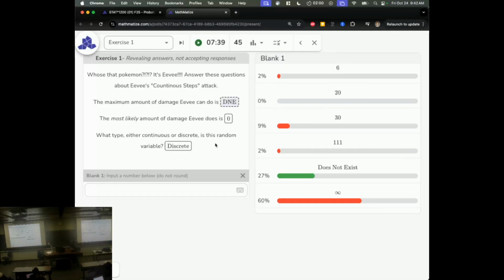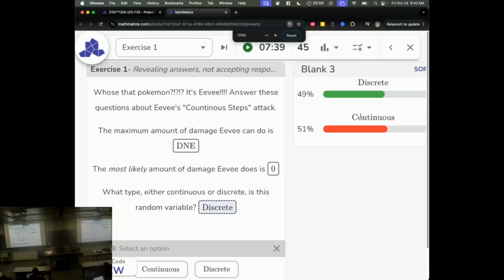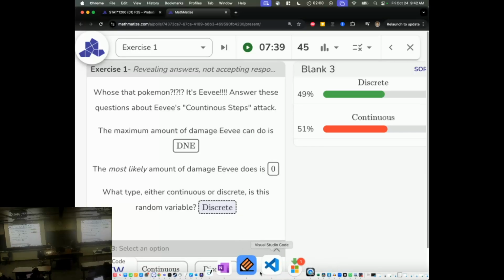The answer is discrete. If you picked continuous, you're wrong. This is a very poorly named Pokemon card. I do not know why they named it continuous. Let me write down a word on continuous versus discrete.